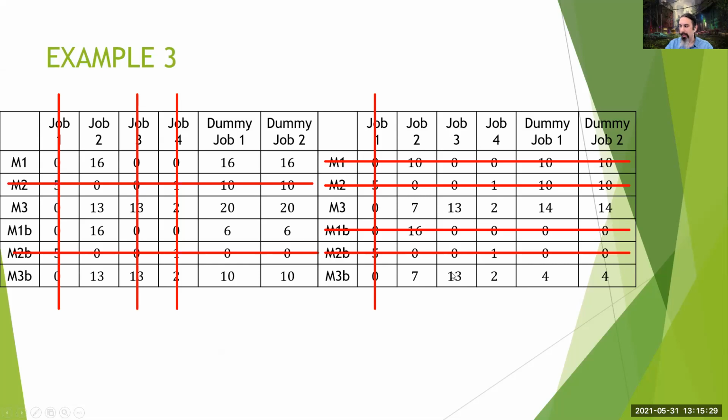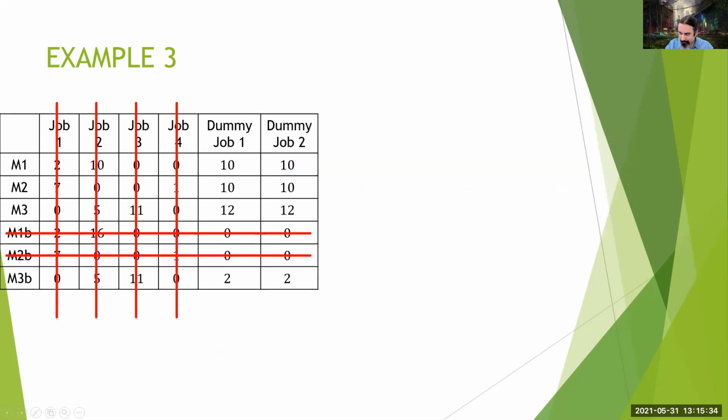Subtract those 2 from every uncrossed, unmarked value and add it to every double crossed one. So this is the last table. We have 6 lines over here. With 6 lines, I'll just have to check which zeros I'm going to use.